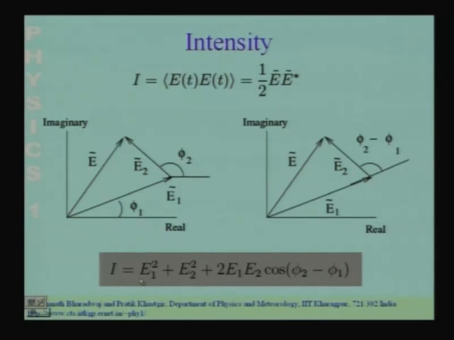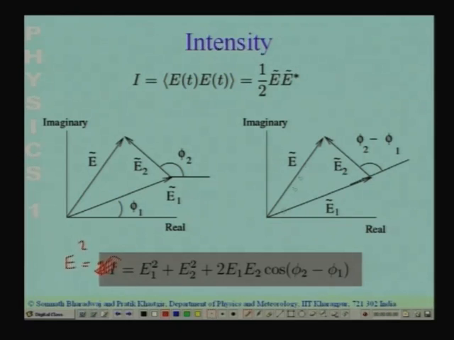There should be a factor of half throughout, which I have missed. So, this is actually twice the intensity because we have a factor of half over there. So, to calculate the intensity, what we could do is say that E squared is equal to this.